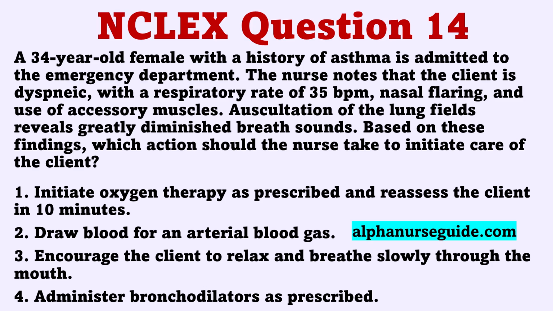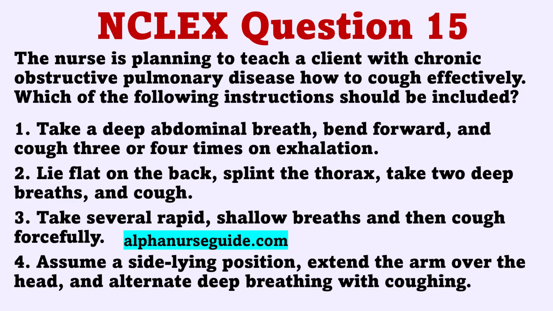The nurse is planning to teach a client with chronic obstructive pulmonary disease how to cough effectively. Which of the following instructions should be included? 1. Take a deep abdominal breath, bend forward, and cough 3 or 4 times on exhalation. 2. Lie flat on the back, splint the thorax, take 2 deep breaths, and cough. 3. Take several rapid, shallow breaths and then cough forcefully. 4. Assume a side-lying position, extend the arm over the head, and alternate deep breathing with coughing.